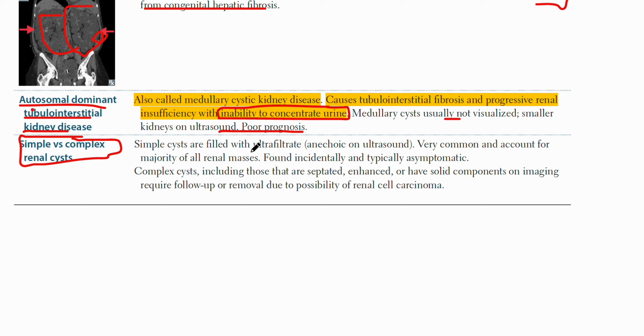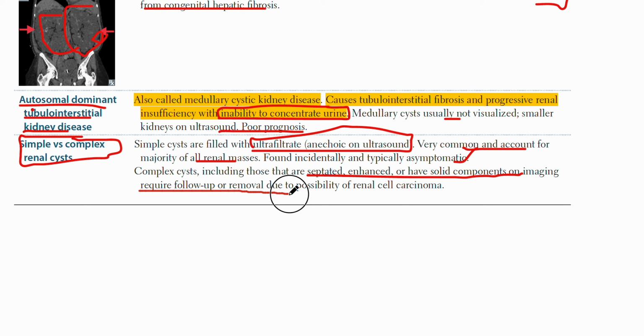So simple cysts are filled with ultrafiltrate, that is anechoic on ultrasound. Anechoic means there is no specific finding, and also no echo returning on ultrasound. They are very common and account for the majority of all renal masses, found incidentally and typically asymptomatic. And complex cysts, including those that are septated, enhanced, or have solid components on imaging, require follow-up or removal due to the possibility of renal cell carcinoma.